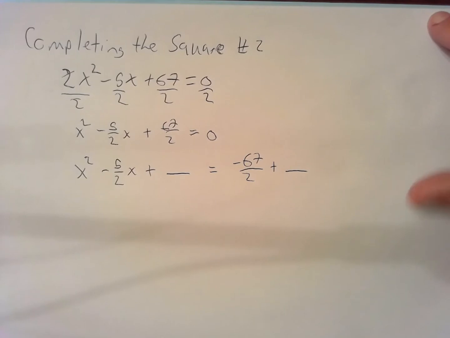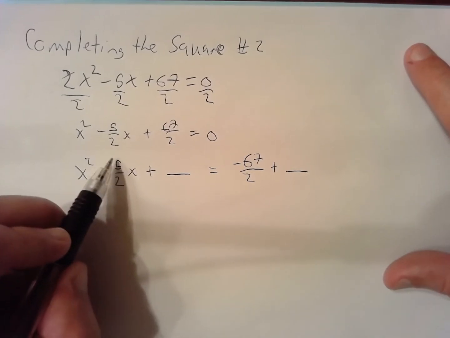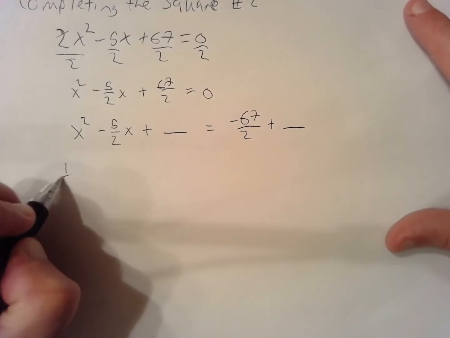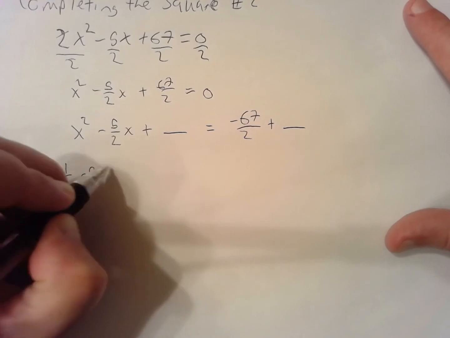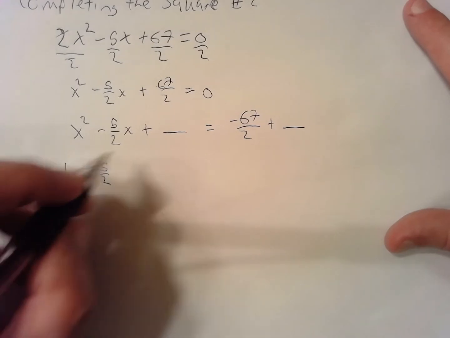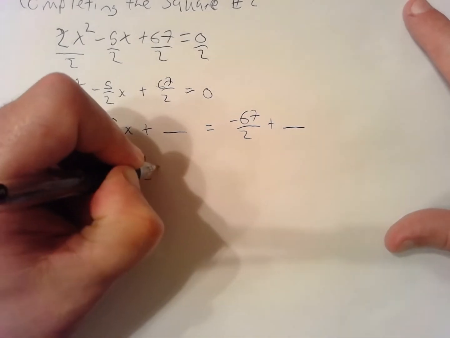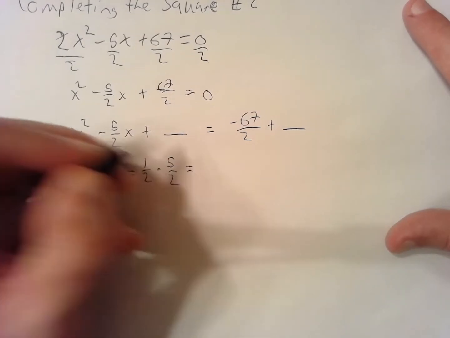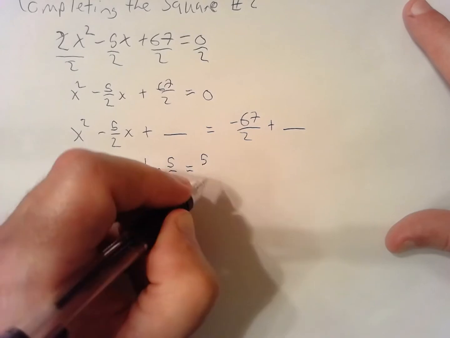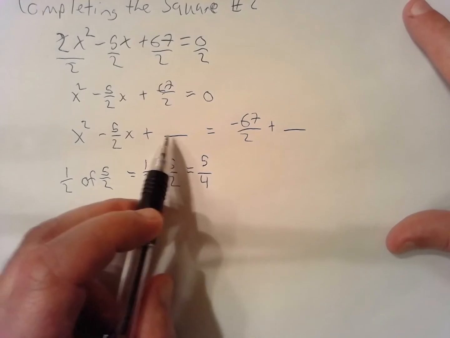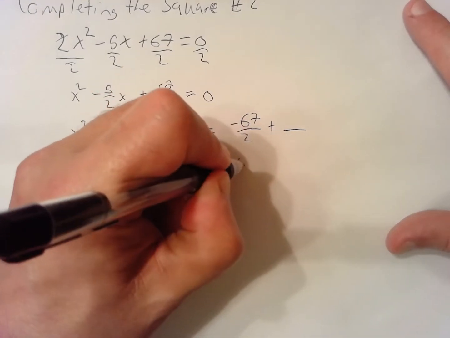Our next step is take half of this linear term. So let's think about this for a minute. We want half of 5 halves. Half of means times. So that's 1/2 times 5 halves. Anytime you see the word of in a math class, that means times. So just multiply the fractions here. Multiply across the top and across the bottom. 5/4. That's not what goes in the blank though. It comes back later. I will use it later.